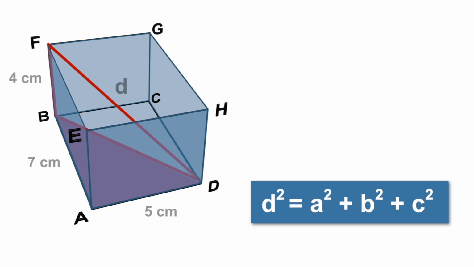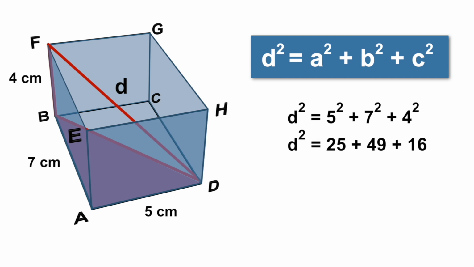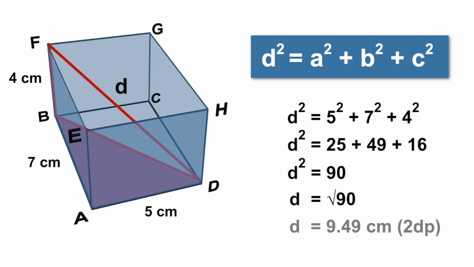So if the measurements of the box were 5 centimeters, 7 centimeters, and 4 centimeters, then the length D squared would equal 5 squared add 7 squared add 4 squared, which is equal to 25 add 49 add 16, and this equals 90. So D must equal the square root of 90, which is equal to 9.49 centimeters to 2 decimal places.